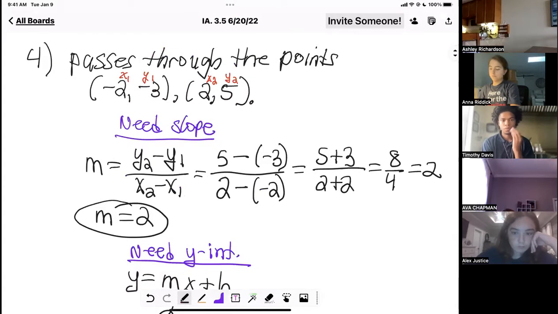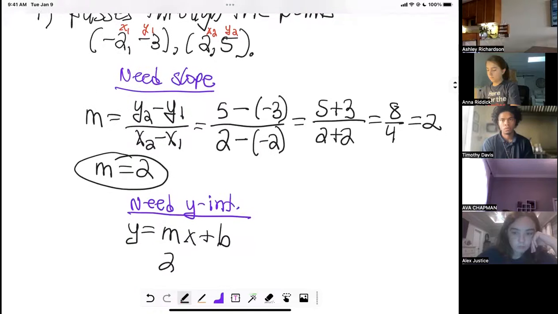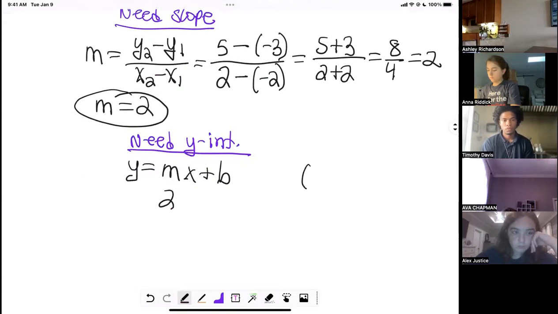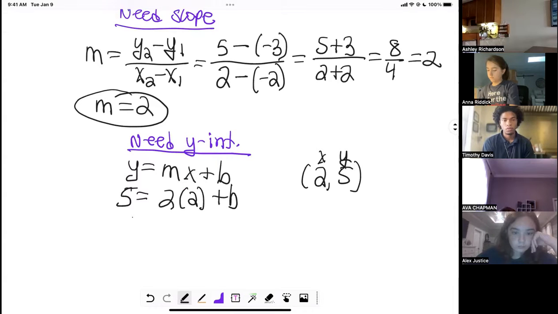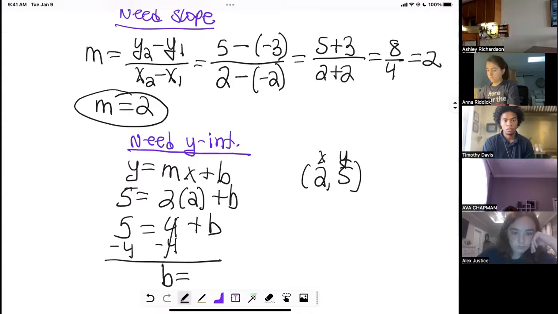So I have an x and a y. So pick one. I'm going to pick (2, 5) because it's positive. Again, it doesn't matter if you pick the other one, we get the same answer. So here's my x and here's my y. So 5 is equal to 2, my slope, times my x of 2, plus b. So 5 is equal to 2 times 2 is 4 plus b. If I want to solve for b, I'm going to subtract 4 from both sides. And I get b is equal to 1.